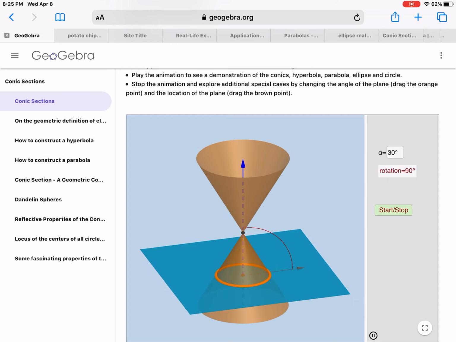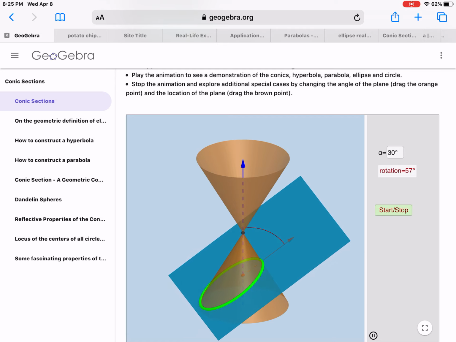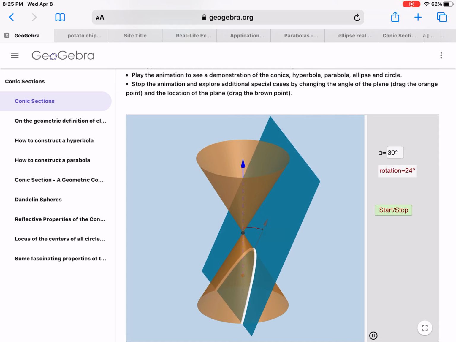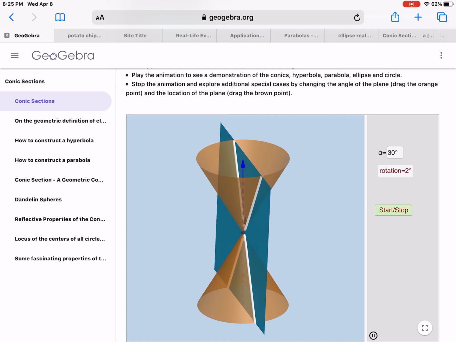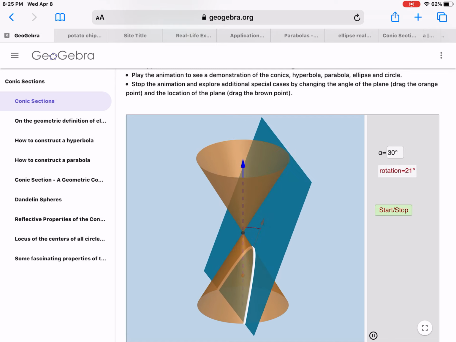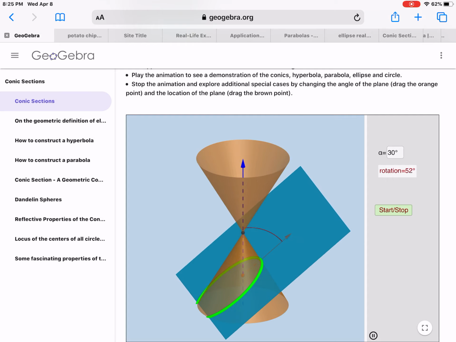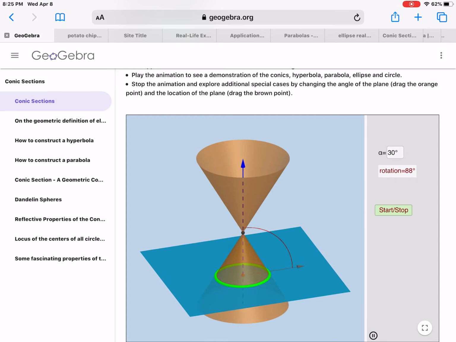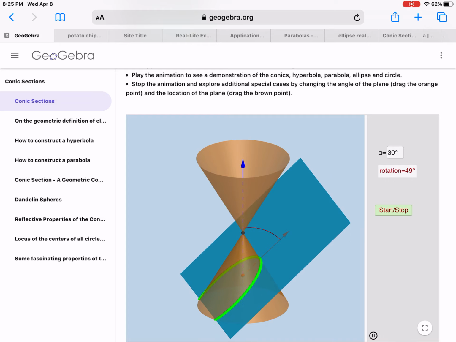There is the circle. Now you're getting the ellipse when you tilt the plane. That's the ellipse, followed by the parabola right there. And then when you take it up further, there's your hyperbola. The hyperbola is given in two branches. There's two branches to the hyperbola. And so you can see that as you change the angle of the plane slicing through the cone, you're getting a different conic section each time. And you can slide that turquoise colored plane up and down to get different cross-sectional areas.